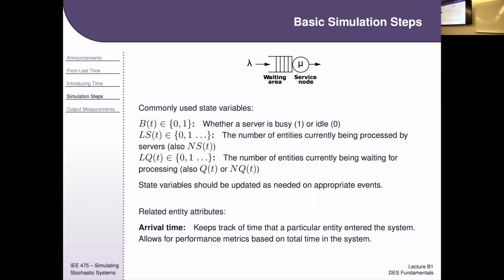Commonly used state variables are things like whether a server is busy or idle, how many entities are currently in the server, and which entities those are maybe, the number of entities currently waiting for the server, and potentially which entities those are. Common attributes that you might stamp on entities are their arrival time. That way, when they depart, you can keep track of how long they've been in the system.